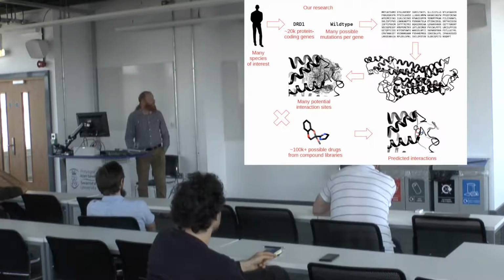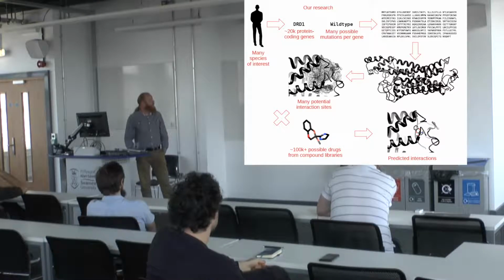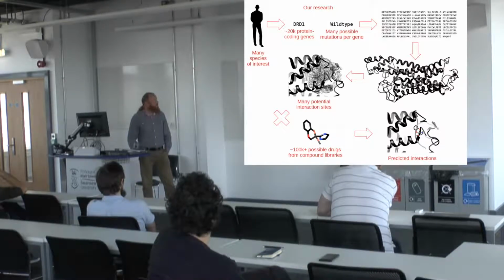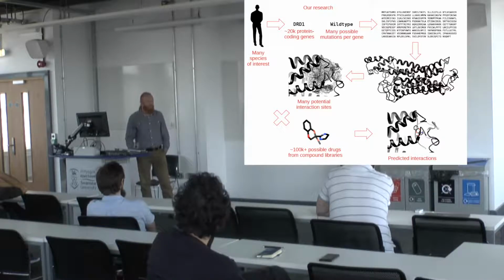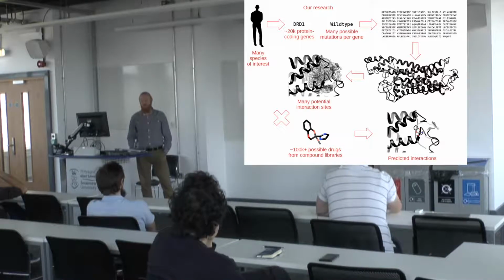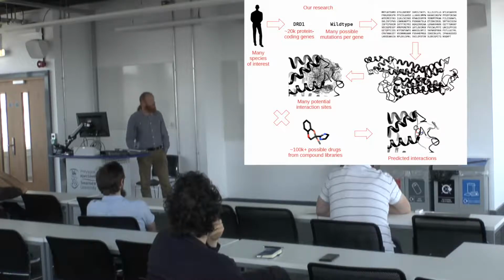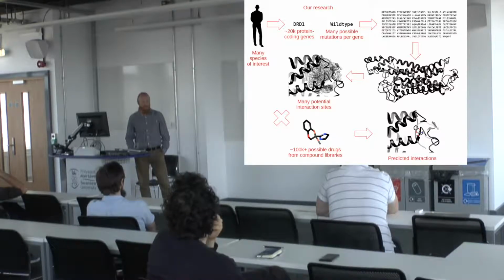So our research on that, out of many species of interest, so humans, our genome encodes for about 20,000 proteins in the human genome. And there are many possible variations of each of those. So you've got potentially many tens of thousands of different protein physical structures that you're interested in. Each of those will be a different sequence of amino acids.